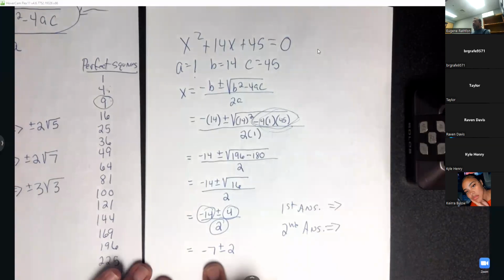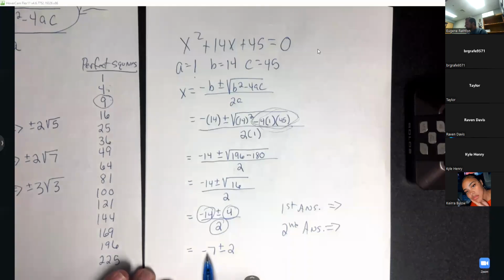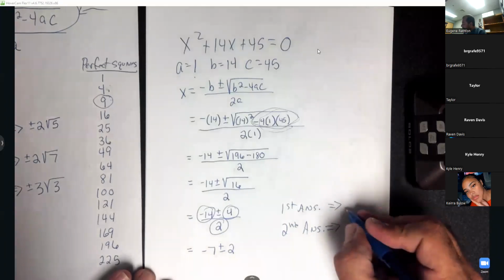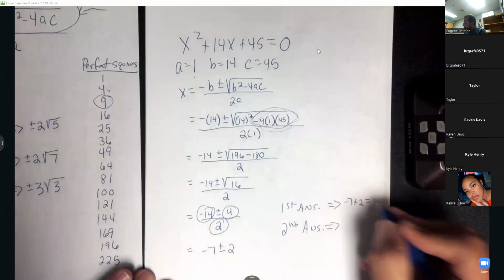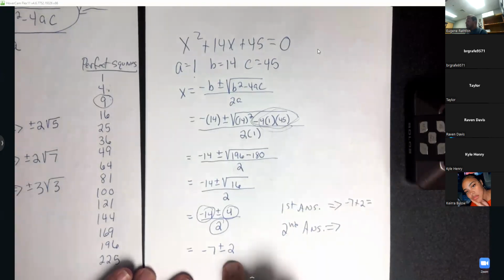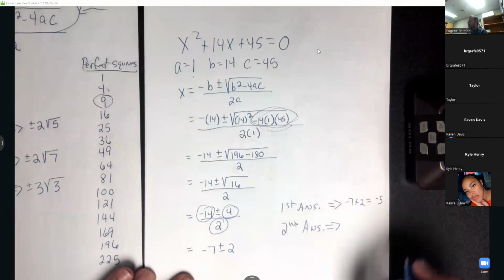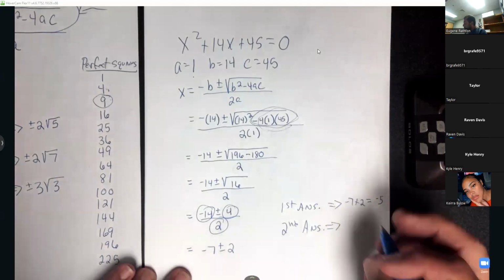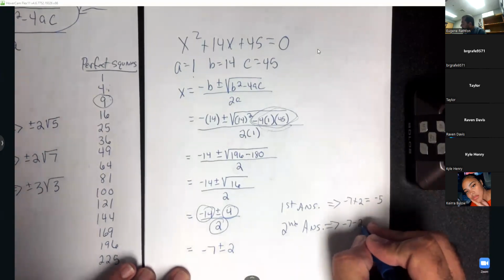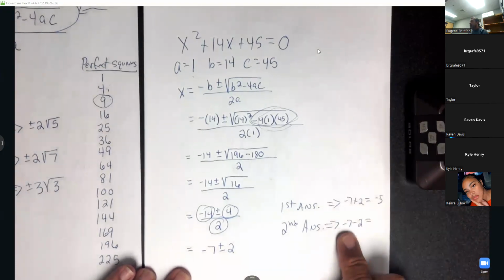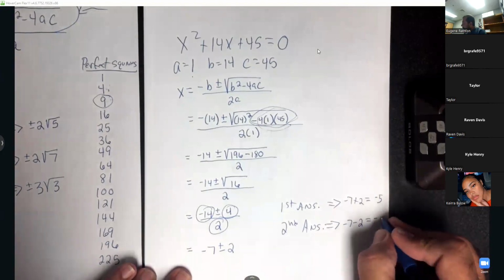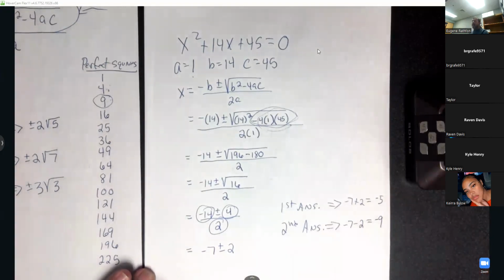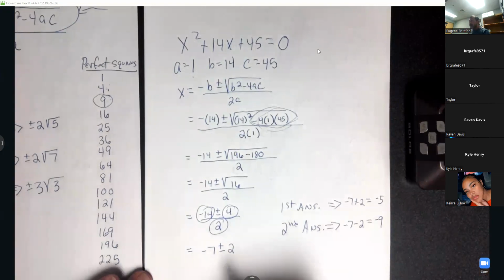All right, I'm going to get my 2 answers from this. The plus or minus is the trick. First time I take negative 7 plus 2. Well, negative 7 plus 2 gives me a negative 5. My second answer, I take negative 7 minus 2. Negative 7 minus 2 gives me a negative 9. Perfect. And y'all, that's how we find our 2 answers.